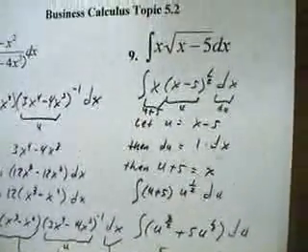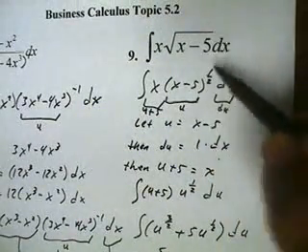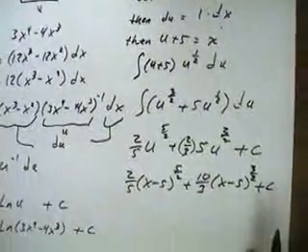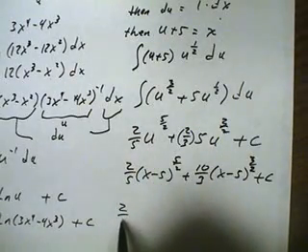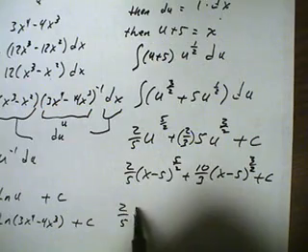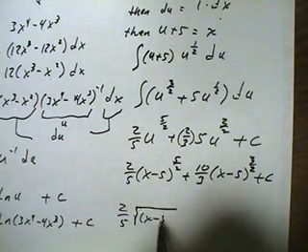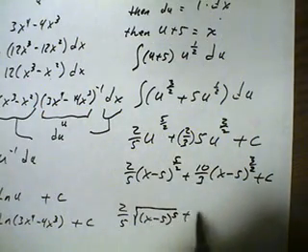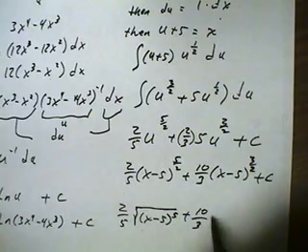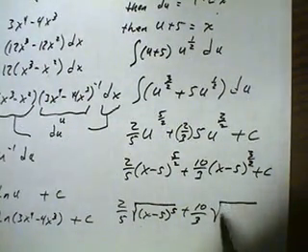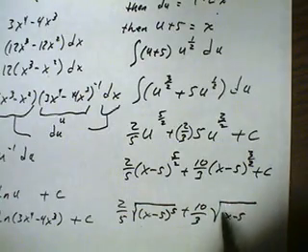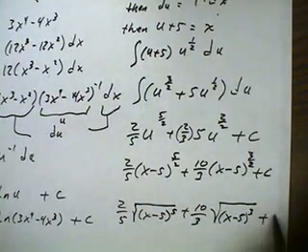And now, for courtesy, I want to return everything to root form. So these two will become roots. 2/5 and the square root of x minus 5 raised to the 5th power plus 10/3. This will become a root as well. The square root of x minus 5 all raised to the 3rd power, and then plus c.